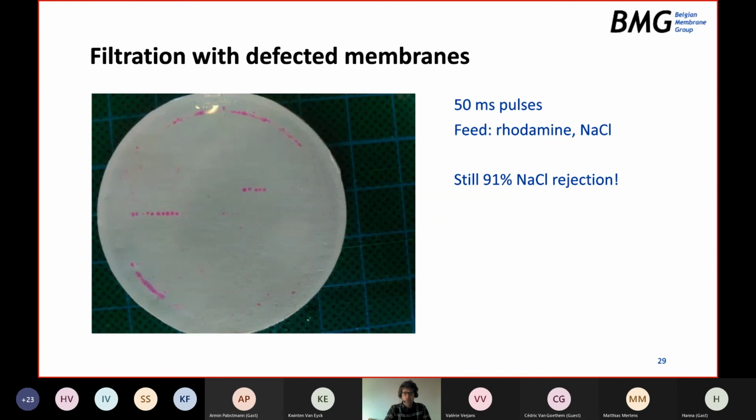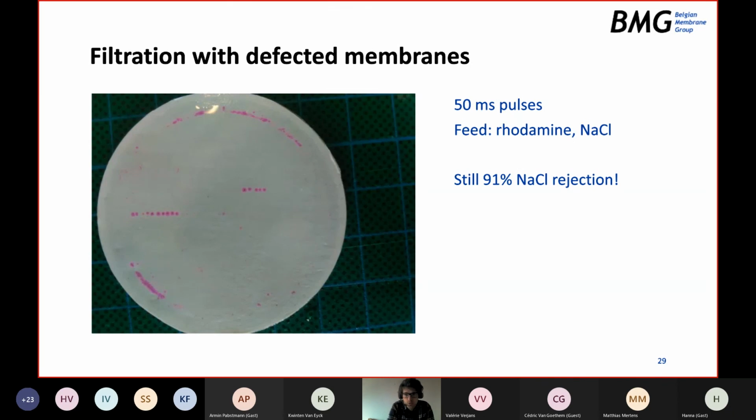So if we then introduce defects into membranes and we do some filtration tests with them, this is one of the results that we got. So in this membrane, you can very clearly see the row of defects that we introduced. The row actually extends further with smaller defects still, which are quite hard to see in this picture. This was done with 50 millisecond pulses, with the larger defects consisting of, I believe, 8 pulses, and then smaller defects consisting of a lower number of 50 millisecond pulses.